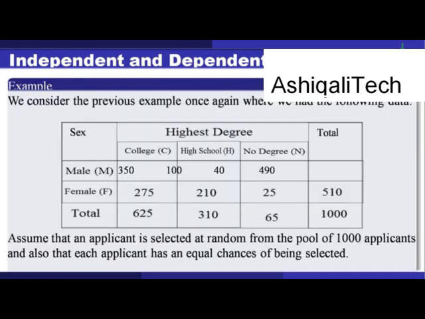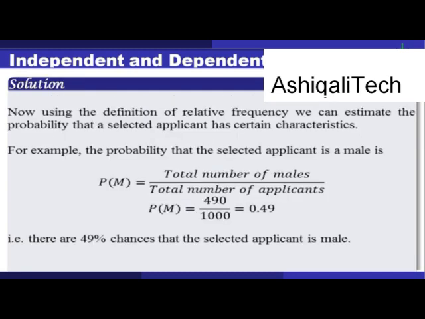Dear students, now consider the following example. We consider the previous example once again where we had the following data. We have sex, male, females, then we have highest degree, whether it's college, high school or having no degree. Then in the last column we have the total number of applicants. So assume that an applicant is selected at random from the pool of 1000 applicants, and also that each applicant has an equal chance of being selected. Now using the definition of relative frequency, we can estimate the probability that a selected applicant has certain characteristics.